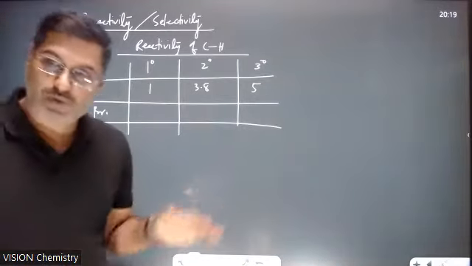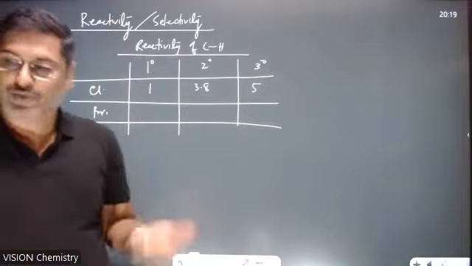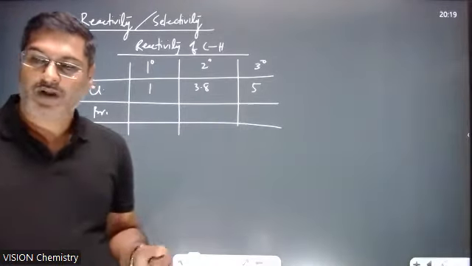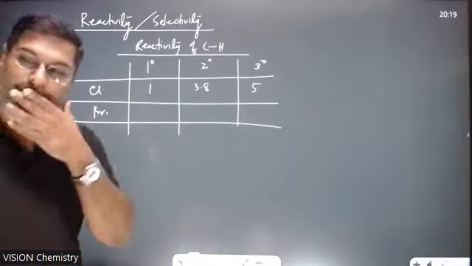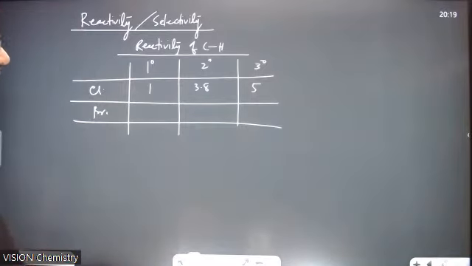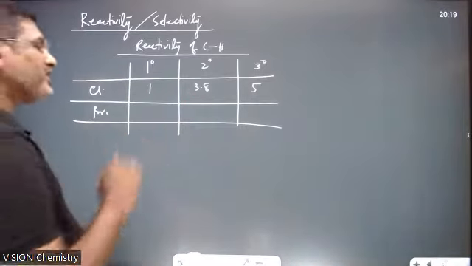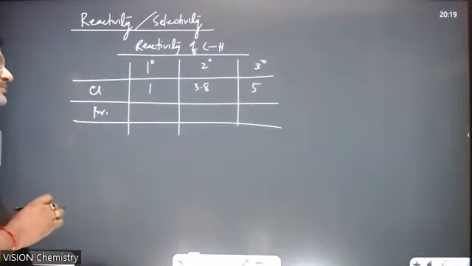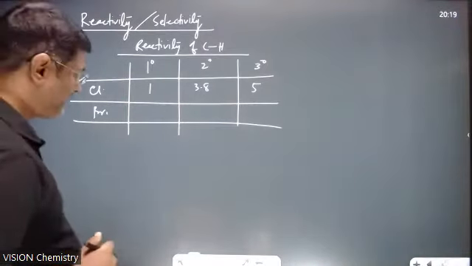After when the class will be over, right now, that time I can advise you some of the books, right? Let's finish this part. After that, I will certainly advise some of the books. So 1, 3.8, and there the 5. Okay, 5 times it is more reactive.